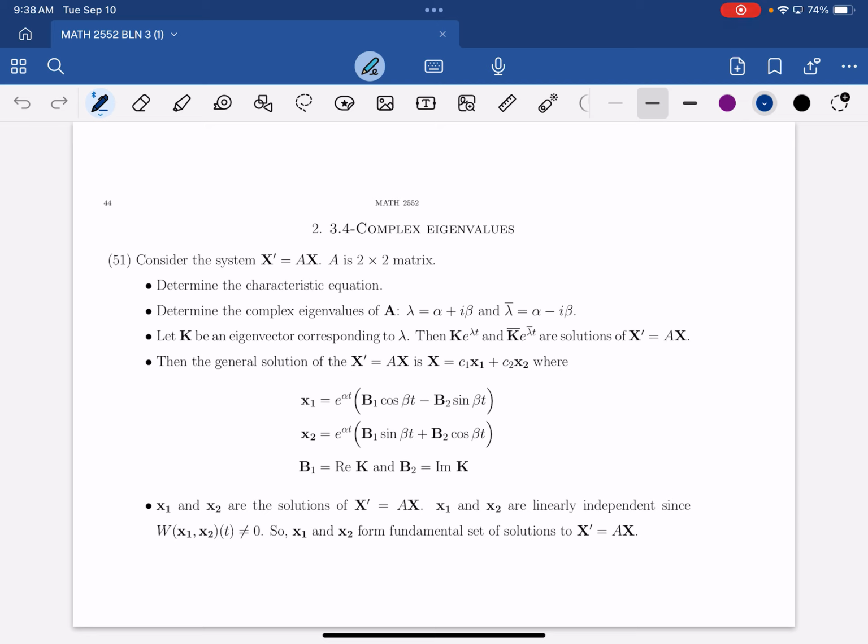The complex conjugate. Don't sit in the first row and look at the cell phone because I get distracted. At least keep your cell phone down, or hide it or something like that.